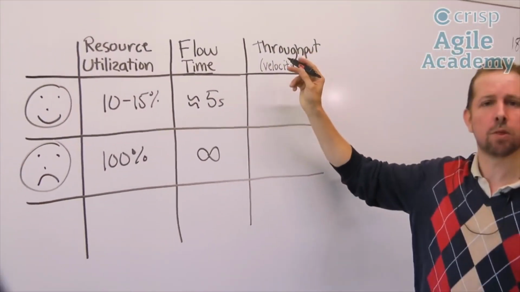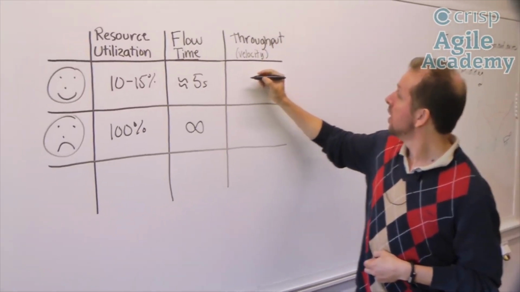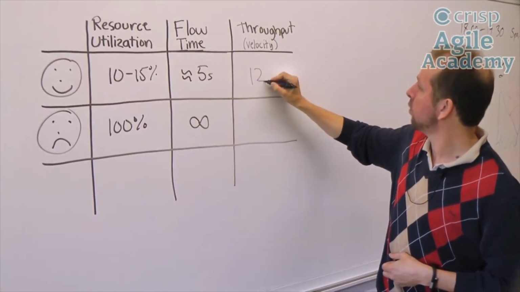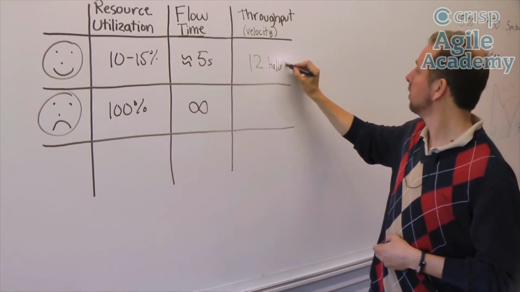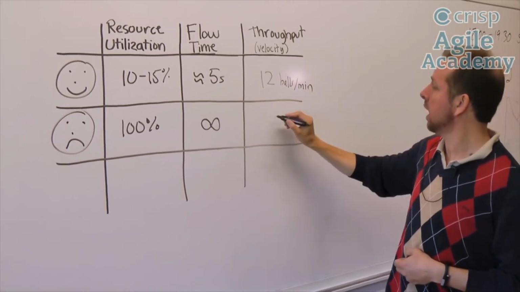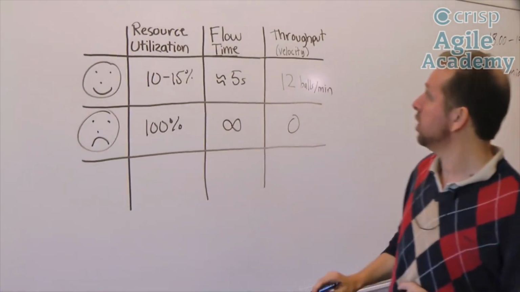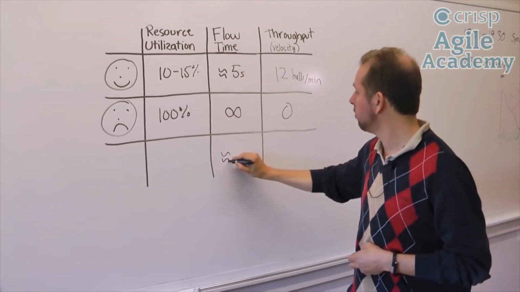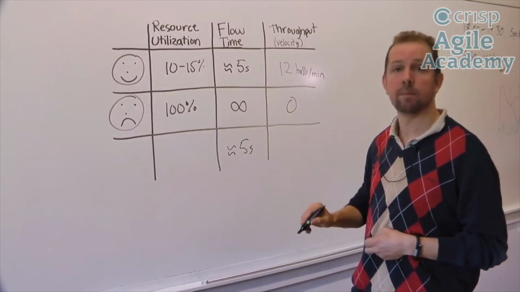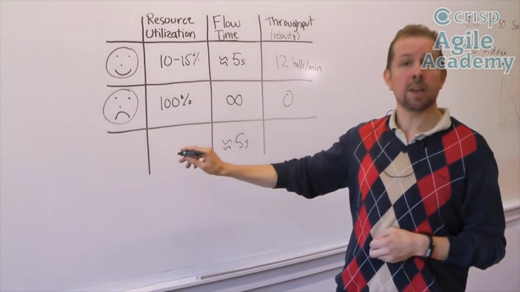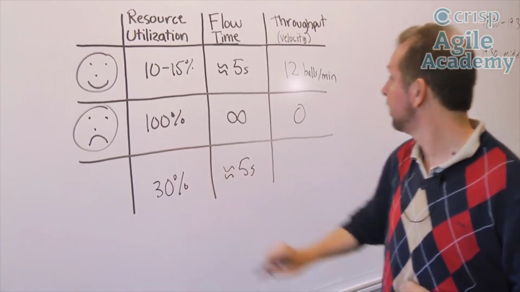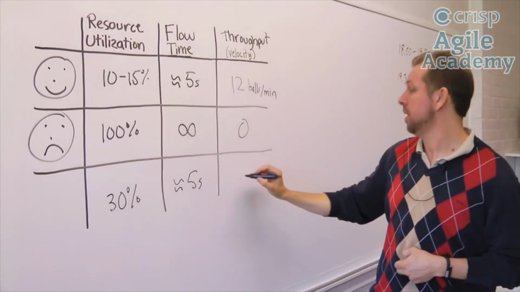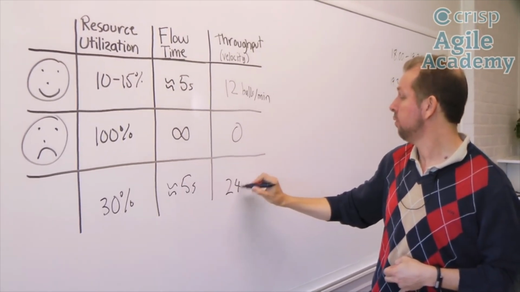So let's go back to the board. If we add another column here, throughput, some would call it velocity, we have about 12 or so balls per minute. In the second round, we didn't get anything delivered, so it's 0. In the third round, we had about the same flow through time. We didn't sacrifice any flow time, but we improved resource utilization. We got it to maybe about double, about maybe 30%. And our actual throughput would be maybe 24 or so balls per minute.